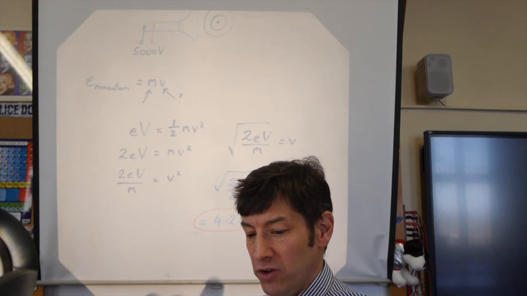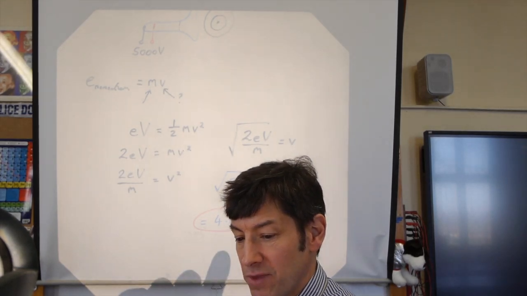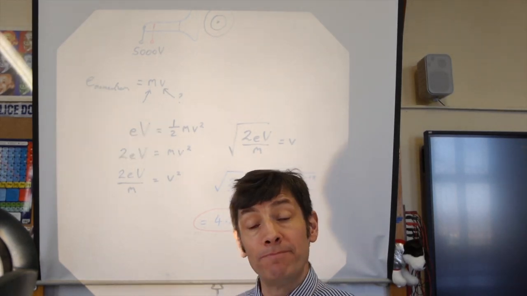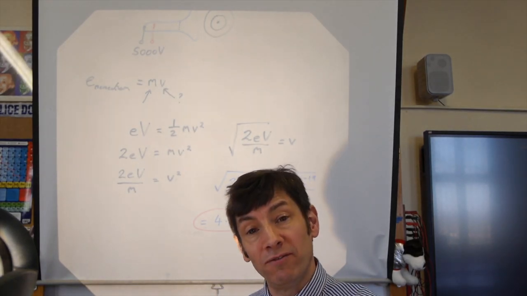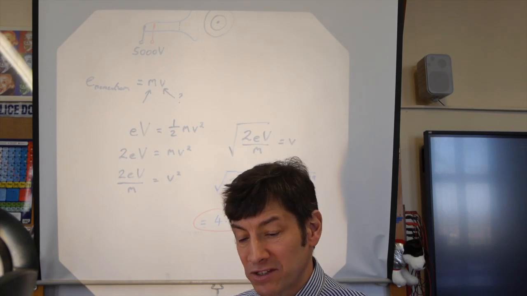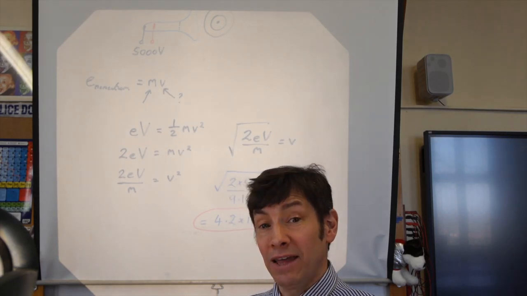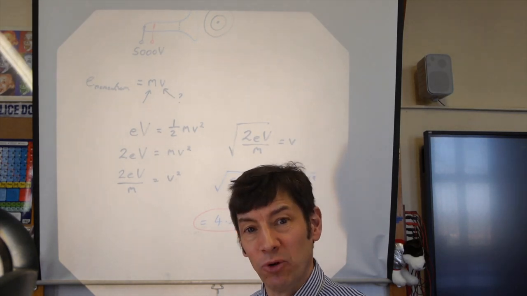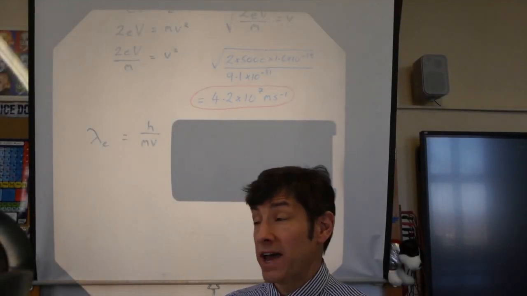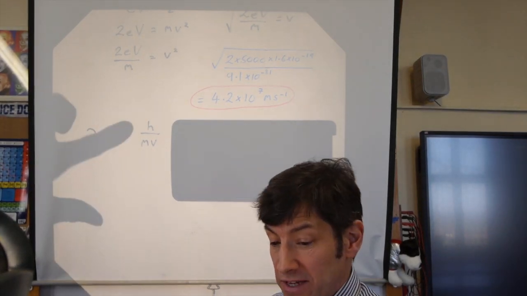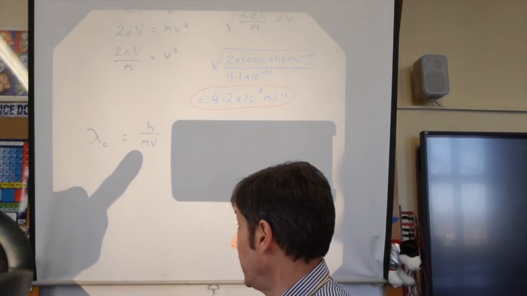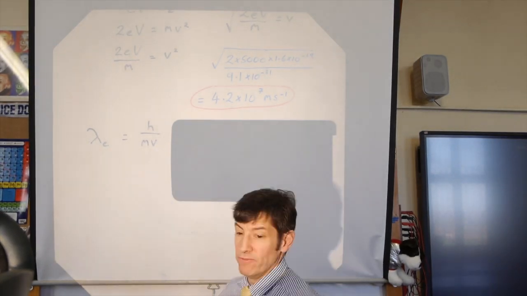So we've got the velocity of our electrons. We know their rest mass. Okay. So if we multiply their velocity by the rest mass, we'll have their momentum. And let's stick that into de Broglie's equation. So we're almost there. You remember that lambda of the electron, the de Broglie wavelength, is h upon p, where p is the momentum, so mv.